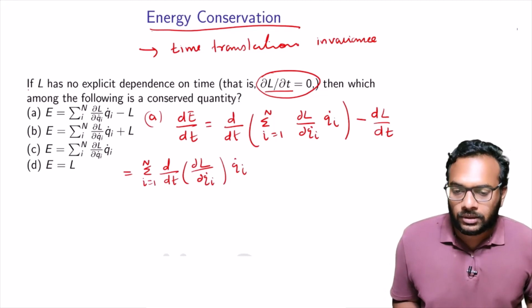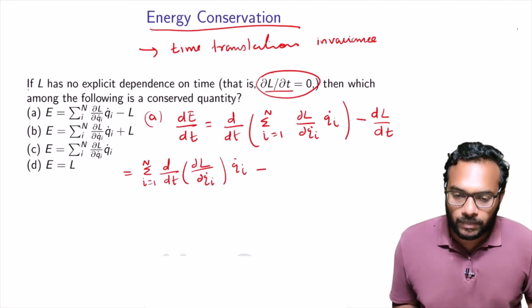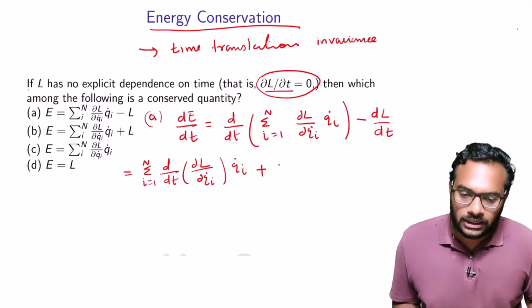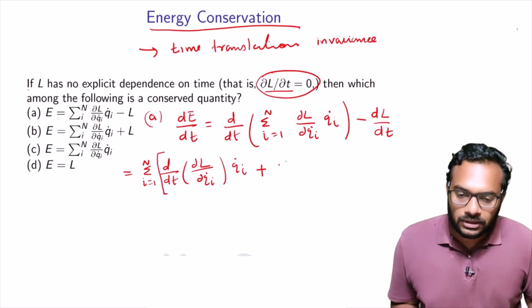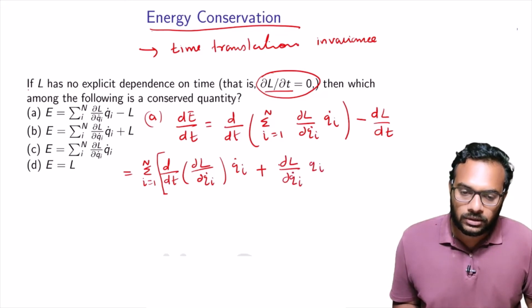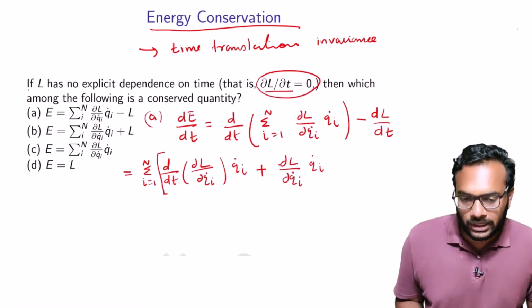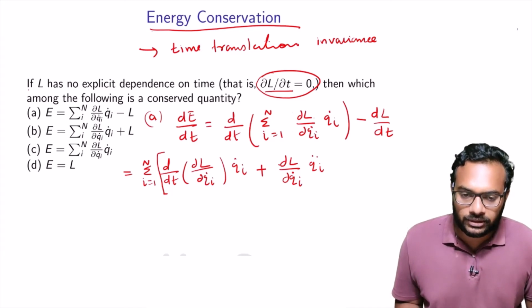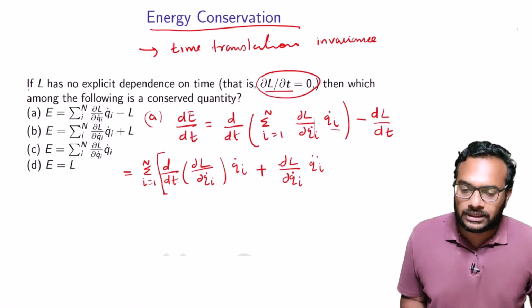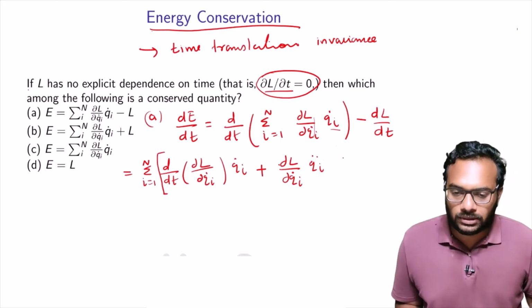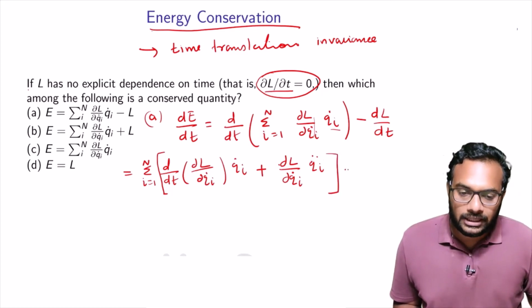Okay, all right, minus plus the product rule. I'll have the summation pulled outside, and this becomes ∂L/∂qi times qi dot, plus ∂L/∂qi dot times qi double dot. So first you take the derivative of the first term multiplied by the second term, then the first term multiplied by the derivative of the second term. That's the product rule. Okay, all right, minus dL/dt.